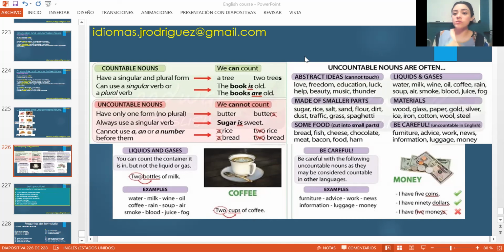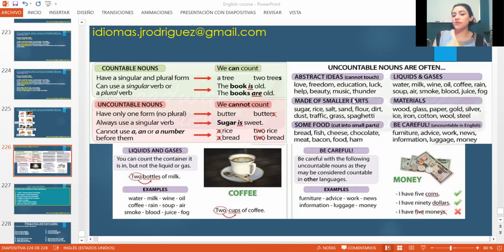And uncountable nouns are often, okay, here we have some examples. For abstract ideas, para ideas abstractas que no podemos tocar: love, freedom, education, luck, help, beauty, music, thunder. Amor, libertad, educación, suerte, ayuda, belleza, música y estruendos, ruidos.